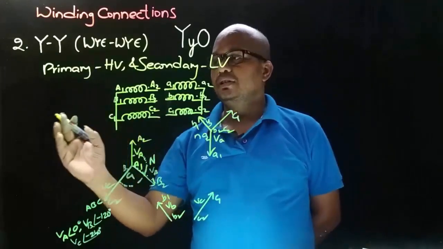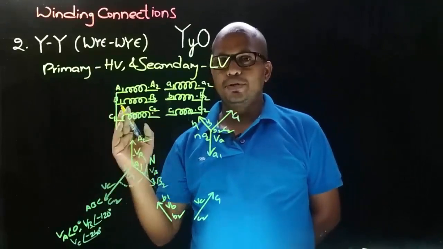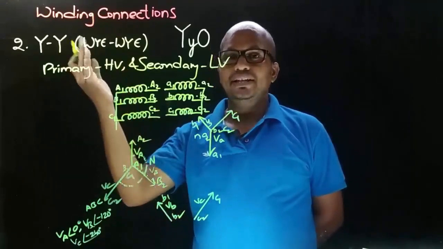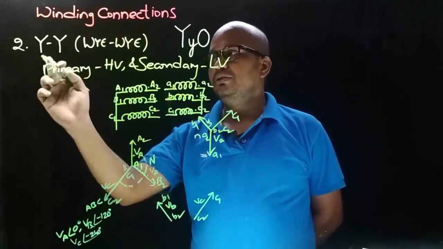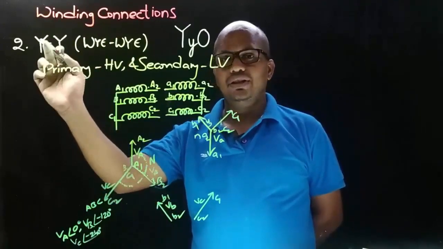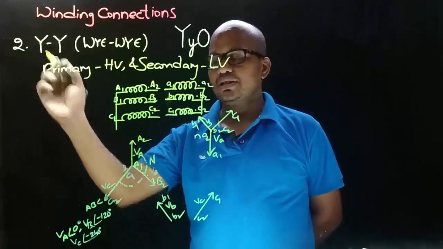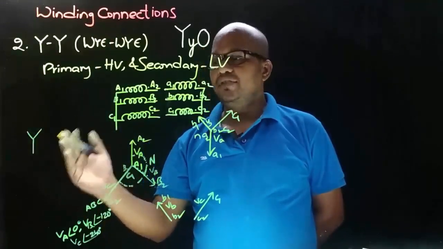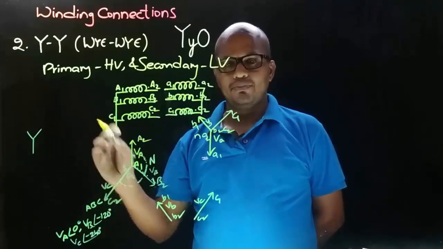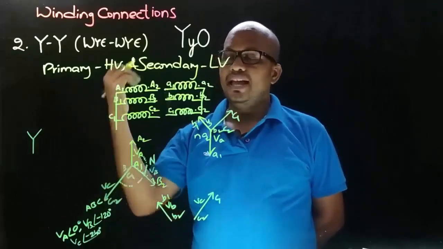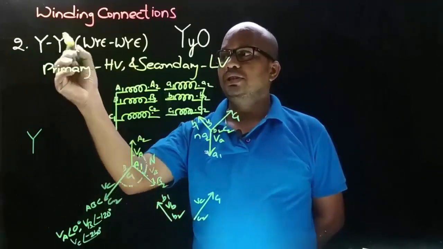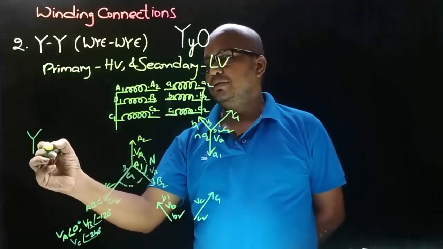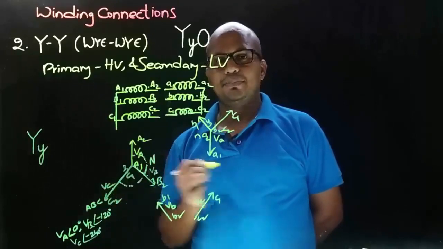And now let's obtain the vector group symbol. It is known that the first character in the vector group symbol is in capital letter and it will indicate the HV winding connection. So here we took this as HV winding. So the HV winding connection is star, and so it is represented with capital Y. And in the vector group the second character is in lower case and that will indicate the LV winding connection. So here it is star. So in small letter, y is represented like this.